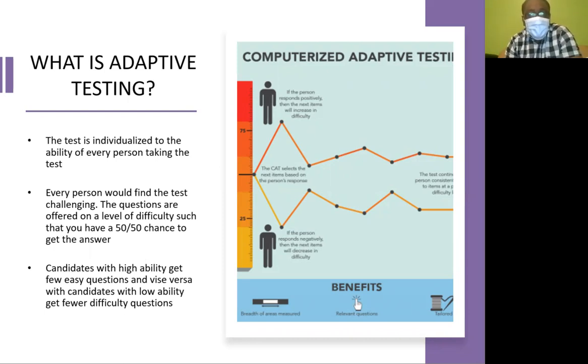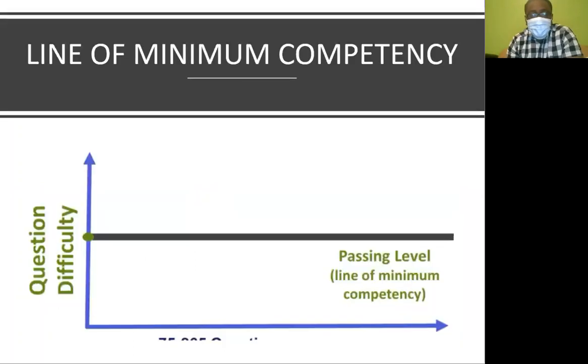So technically, candidates with high ability get fewer easy questions, whereas candidates with low ability get fewer difficult questions. So the pattern the computer is looking for is for you to get every other question right and wrong, right and wrong. So at this point, the computer figures your band, it figures your level of competency, it figures your confidence level, knowing that if it gave you a question at a higher level, you will get it wrong. But if it gave you a question at a lower level, you will get it right. So it's able to figure where you are on that line of competency. So let's look at the line of minimum competency.